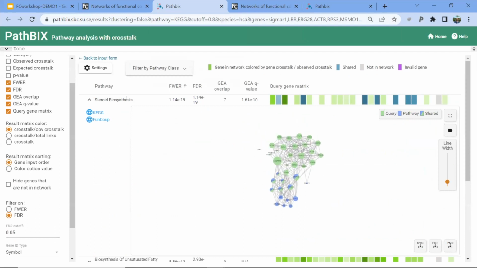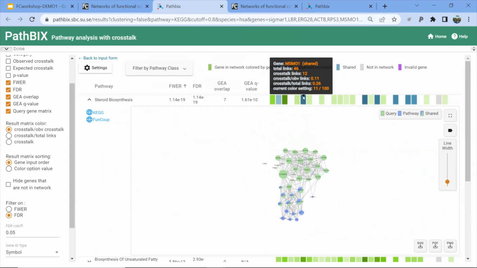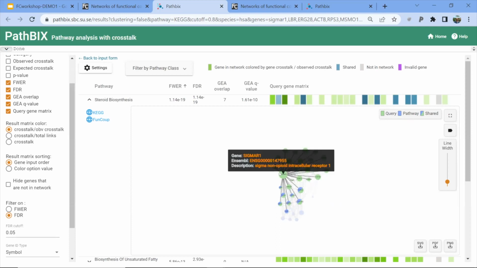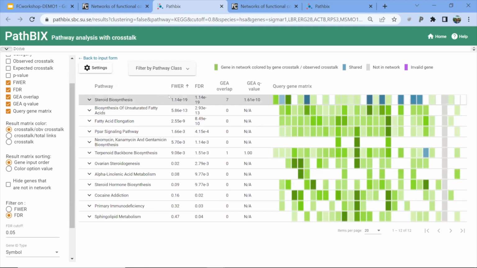As you can see here, you may recognize this pathway, the steroid biosynthesis pathway, which we know that the MSM01 gene is actually a part of. The sigma-1 gene is not part of this pathway, but it does have a lot of links to the pathway genes, so it has a strong crosstalk to those. And also when we look at the GA overlap, we can see that this is the only pathway that we would have found if we had used GA for pathway enrichment. None of the others would actually have been detected.